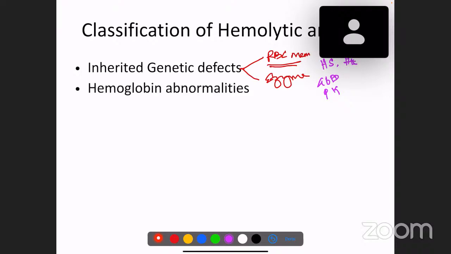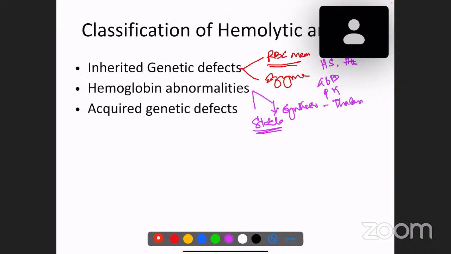Then we have the hemoglobin abnormalities, which can be because of decreased synthesis of the globin chains. That's what we are talking about today, that is thalassemia. Or it can be because of abnormal hemoglobin, for example, sickle cell anemia. So they are because of abnormal hemoglobin synthesis. That is hemoglobin abnormalities.